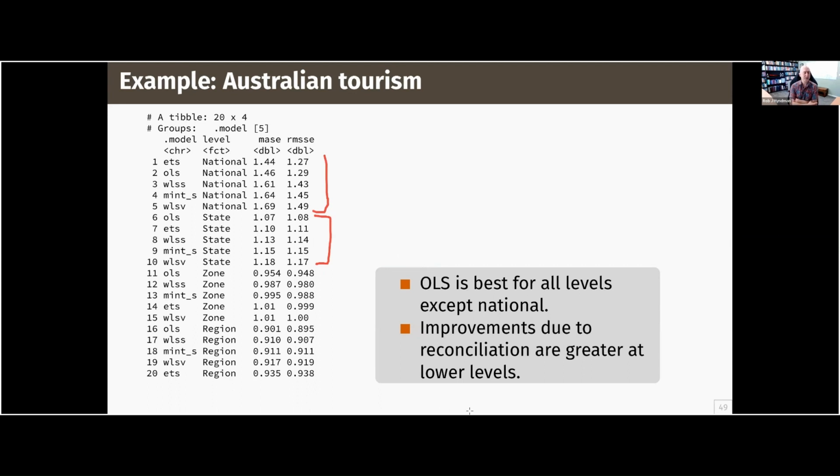And again, that's a pretty general result too: the more disaggregated you go, the more reconciliation is helping. And that makes sense because the series get noisier and noisier, and so the signal at the higher level you can use to improve the forecast at the bottom levels.